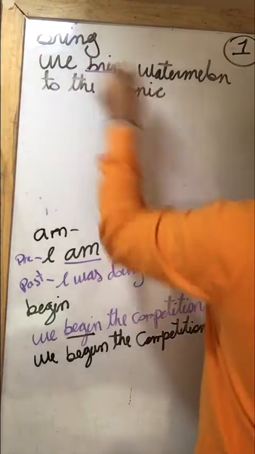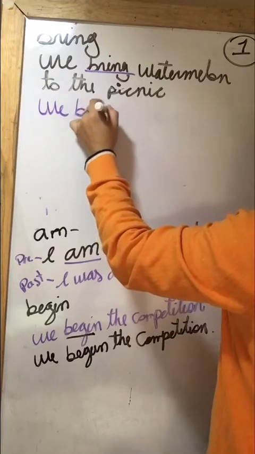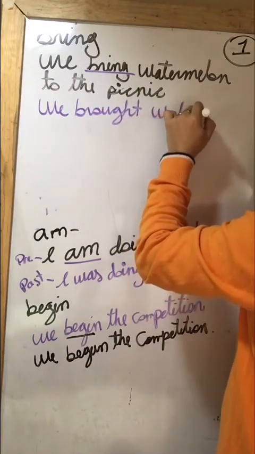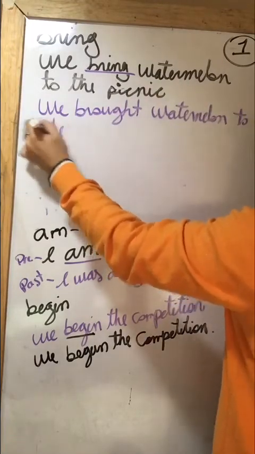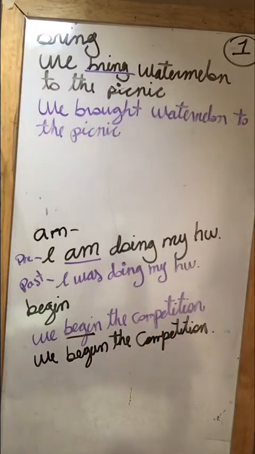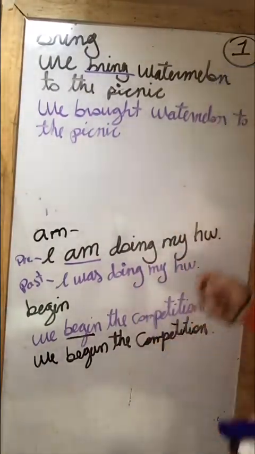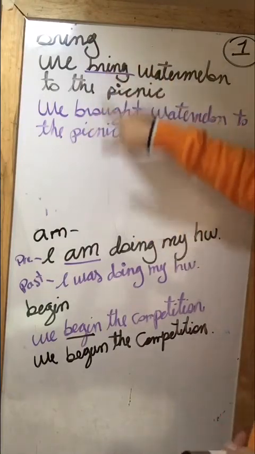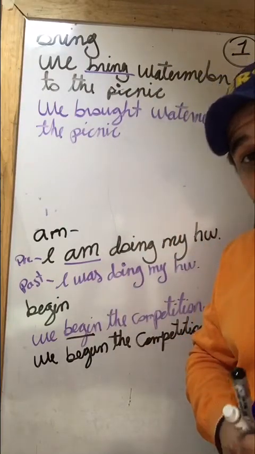What would be the past tense of bring? So that's where we go. We brought watermelon to the picnic. Okay? So as you can see, the sentence doesn't change itself a lot. The only thing that changes is the word that we're changing, the verb, because it's irregular. The rest of the things stay the same way as they are.